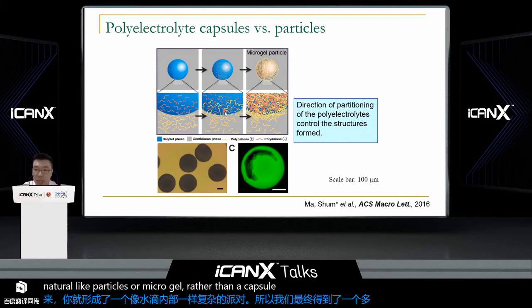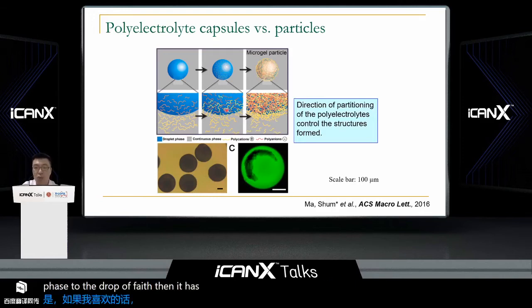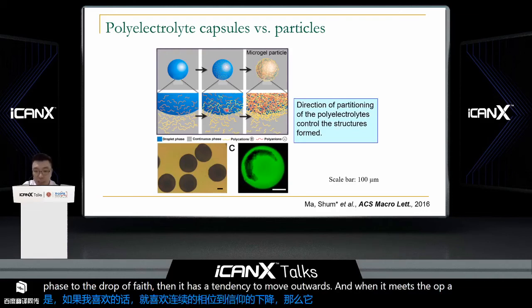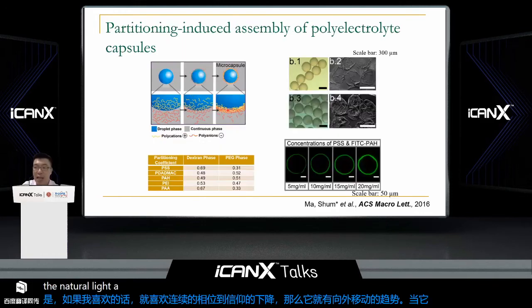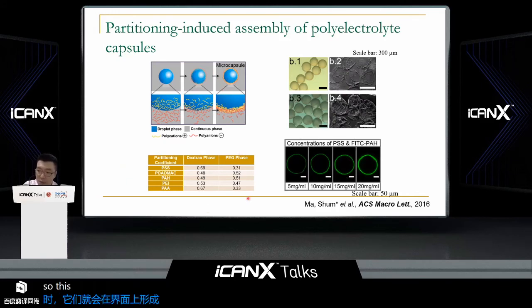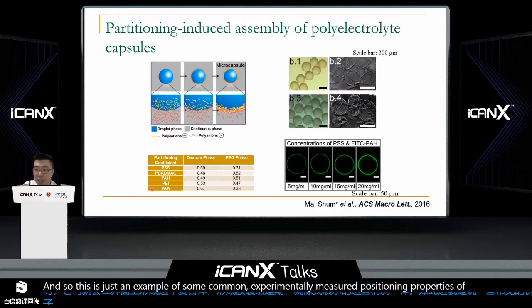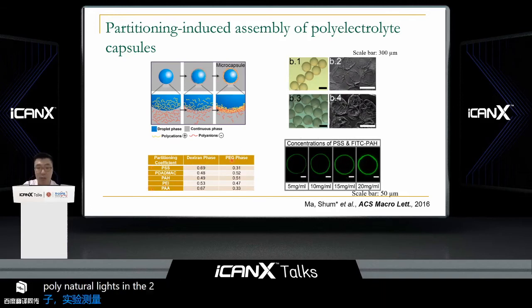However, if we add the polyelectrolyte that likes the continuous phase to the droplet phase, then it has a tendency to move outwards. And when it meets the oppositely charged polyelectrolyte, it will form the complex at the interface, forming capsules like in these cases that I've shown. And this is just an example of some common experimentally measured partitioning properties of these different polyelectrolytes in the two aqueous phases that we use very commonly.